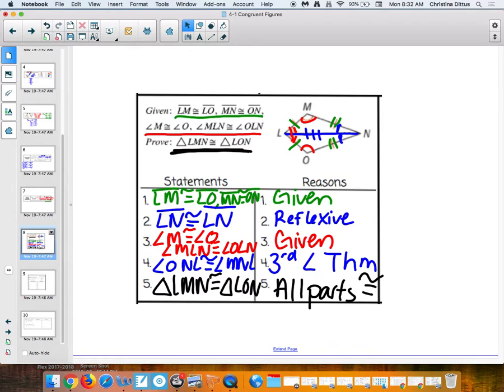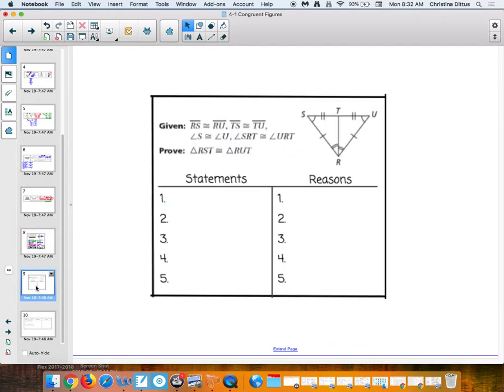Okay, we're gonna do it again. I got a triangle here. Mark your triangle. Go through and mark the triangle. It says RS is congruent to RU. Mark it. It says TS is congruent to TU. Mark it.